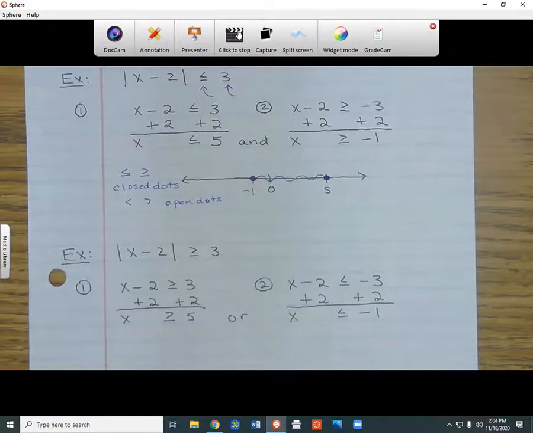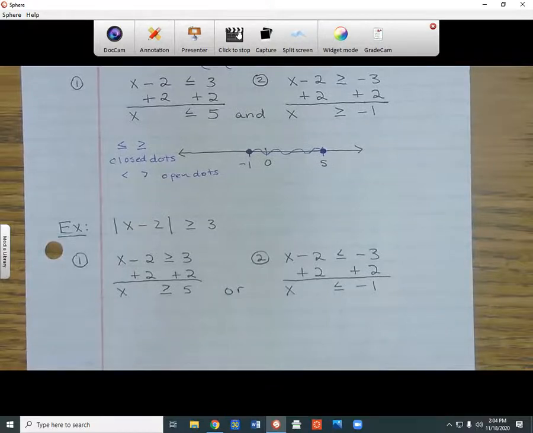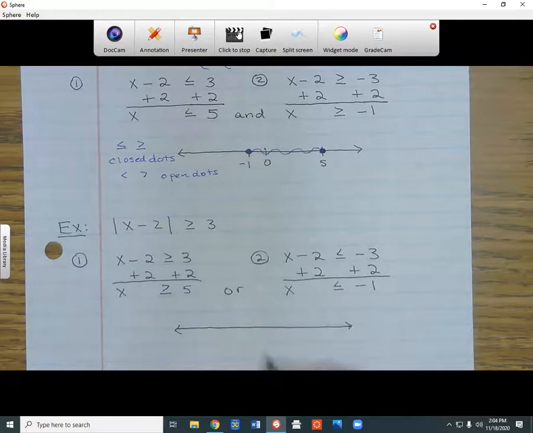So now that I've got my two solutions, I'm ready to draw my number line. I draw a horizontal straight line from left to right, and I put arrows on both ends. Okay? My 0 is going to go in the middle, as always, and I'm going to put down my 5 over here, and I'm going to put down my negative 1 right here. Okay, so now I'm going to switch colors to blue, and I'm going to put down my closed dots.